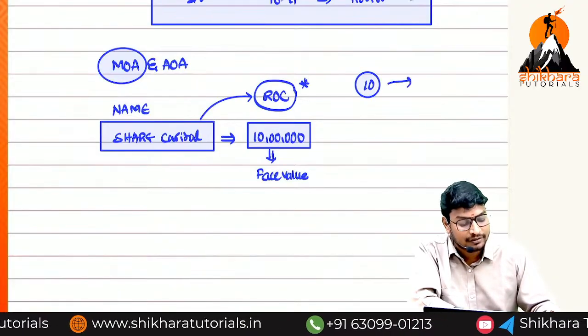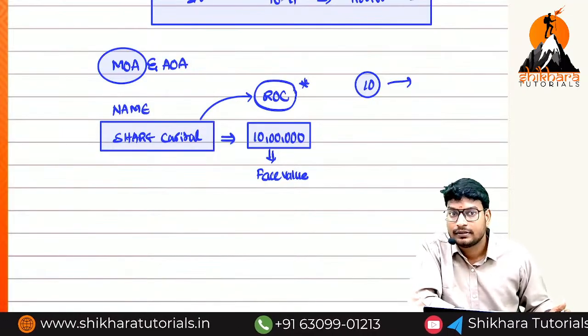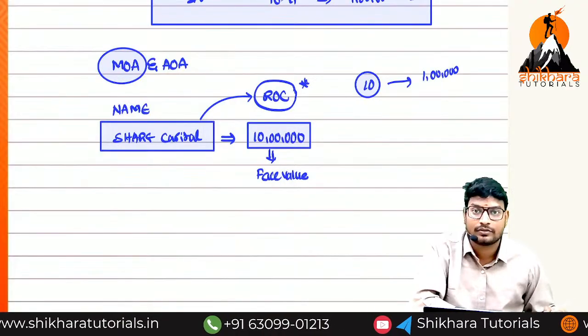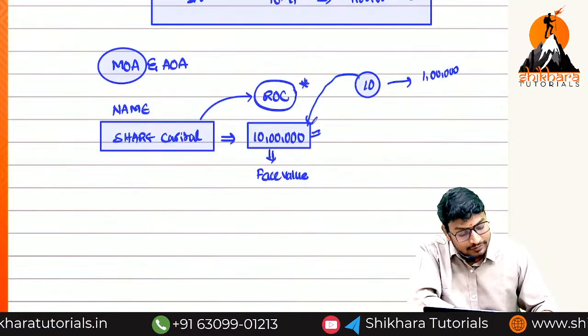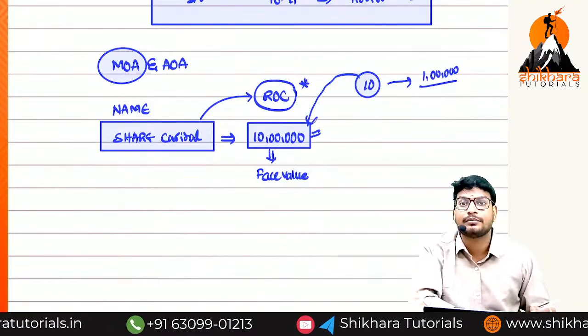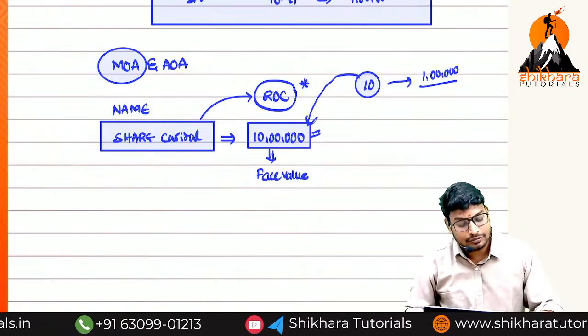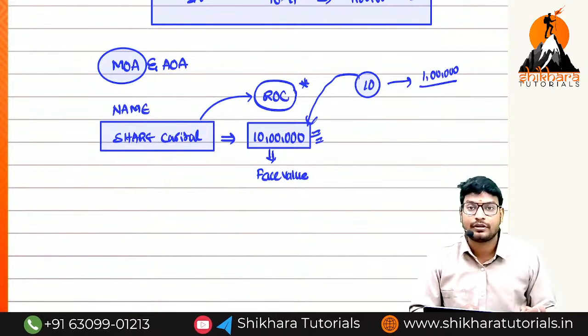Because for example, nowadays the face value will be only 10 rupees. If you see the market value, what is the MRF tire cost? It will be around 1 lakh, I think more than 1 lakh also. In this authorized share capital, you should not consider the 1 lakh market value. You have to consider only the face value, because who will give the authorization? ROC.